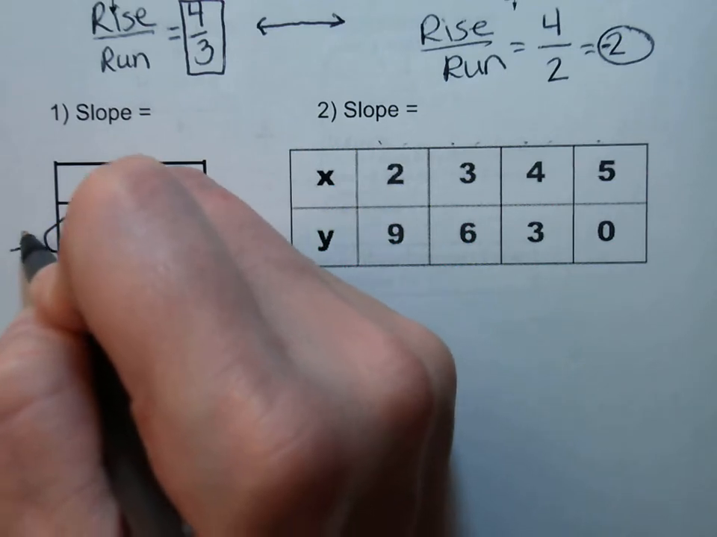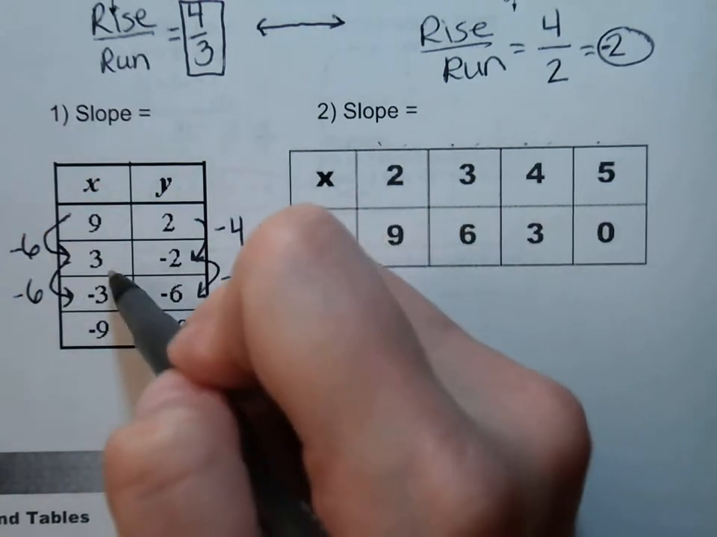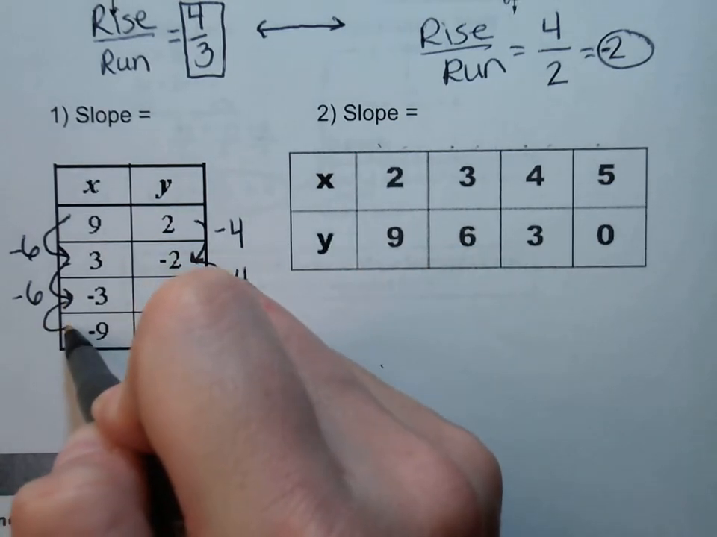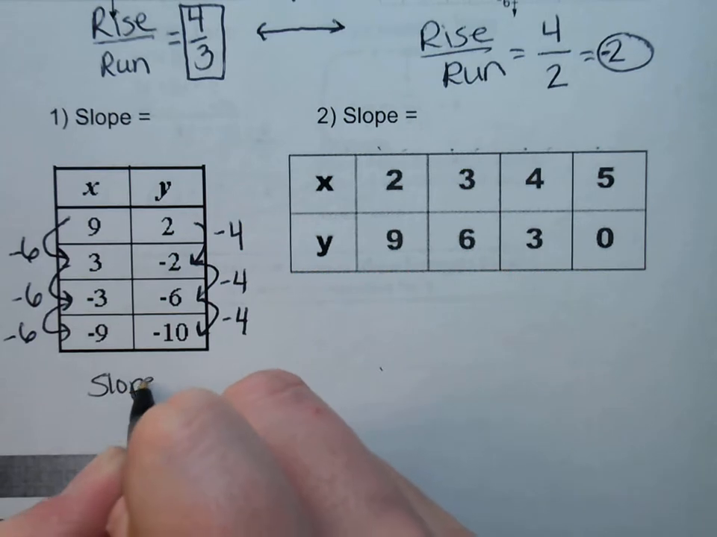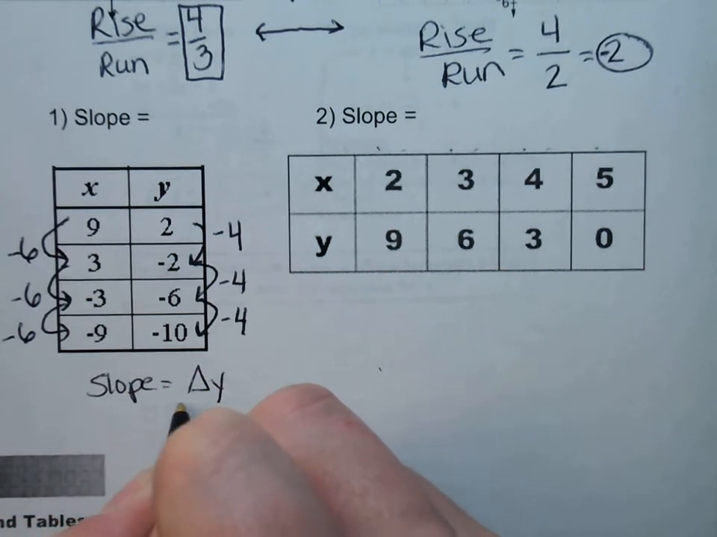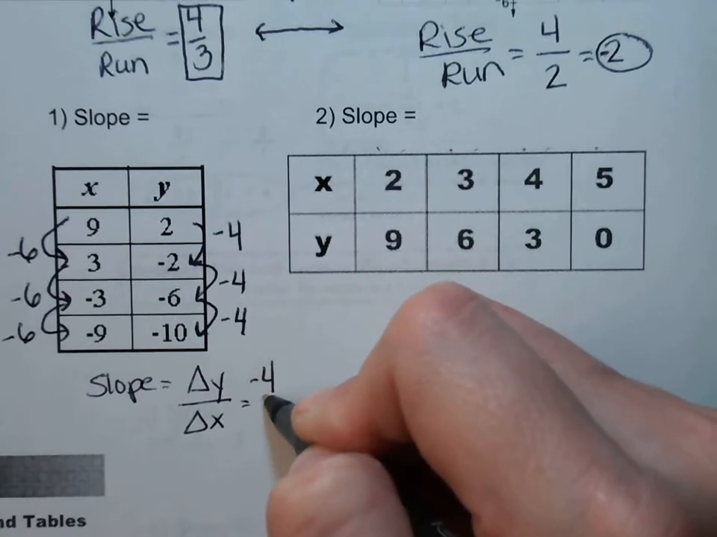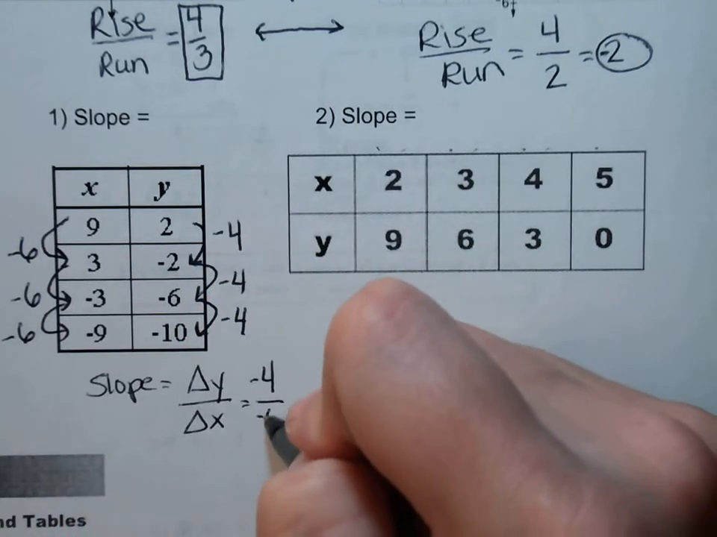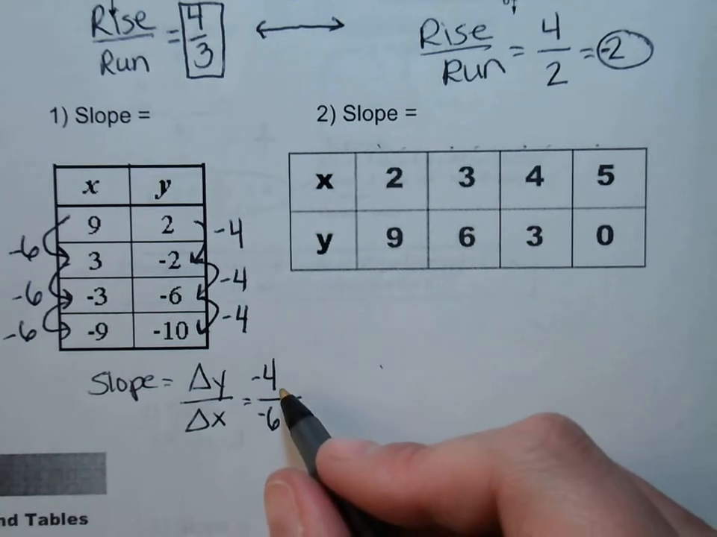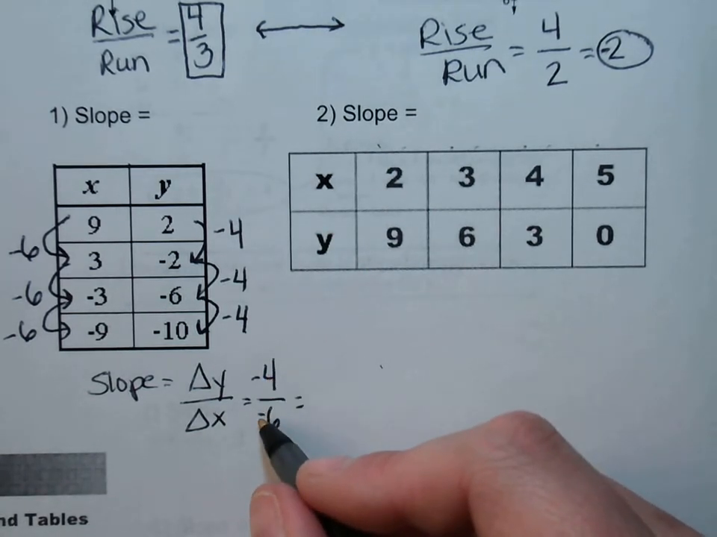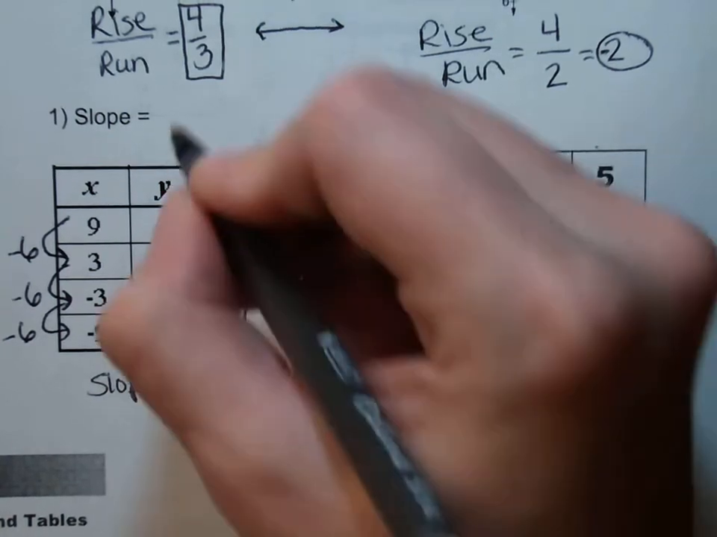9 to 3 is subtracting 6. 3 to negative 3 is subtracting 6, and negative 3 to negative 9 is subtracting 6. And remember, slope is the change in y over the change in x. My change in y was negative 4, and my change in x was negative 6. We can simplify that by negative 2, because they're both negative, and a negative divided by a negative is positive, and that'll simplify to positive 2 over 3.